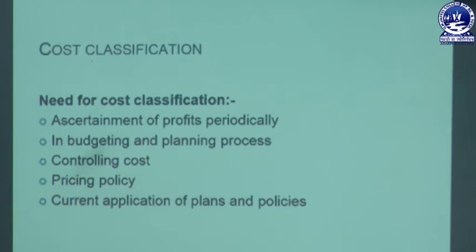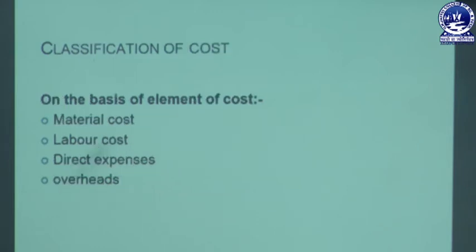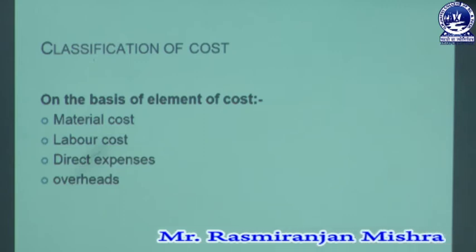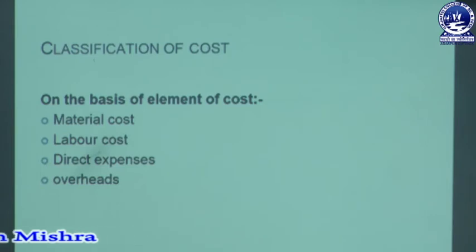Then the next is current application of plans and policies. The policies or the plans that we have made or implemented must be taken into consideration at the time of cost classification. So there are different heads of classification of cost. First one is classification based on element. One is material, second one is labor, third one is direct expenses, fourth one is overhead.